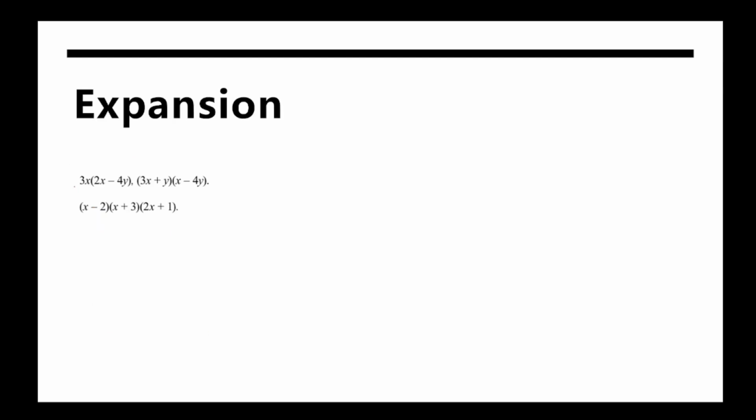Now move on to expansion. To expand a term with variables, you can do things like this: 3x times (2x plus -4y). So you multiply this into the brackets one by one. This gives us 3x times 2x, which is 6x squared, plus 3x times -4y, which is -12xy. So 6x squared minus 12xy.